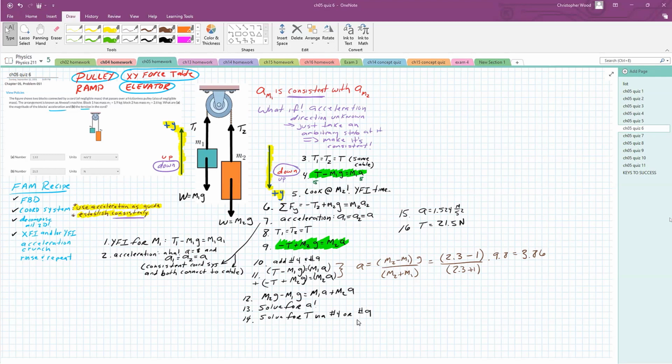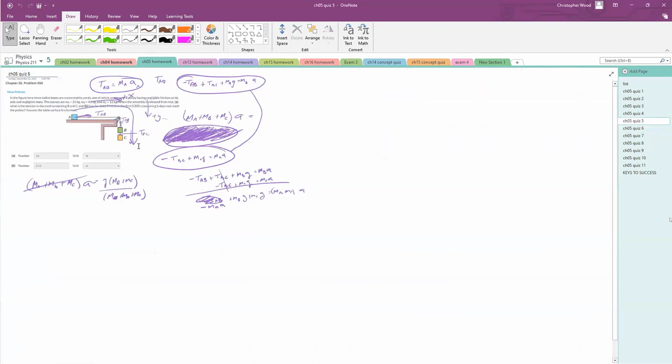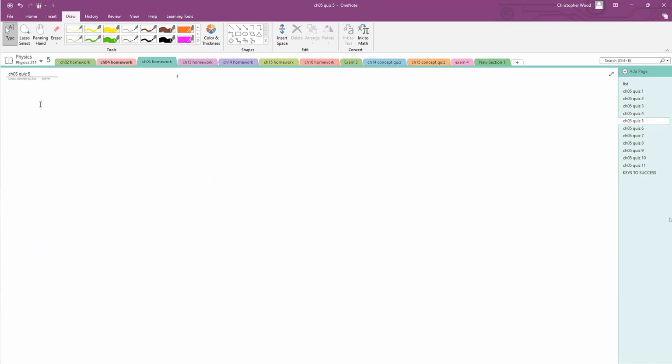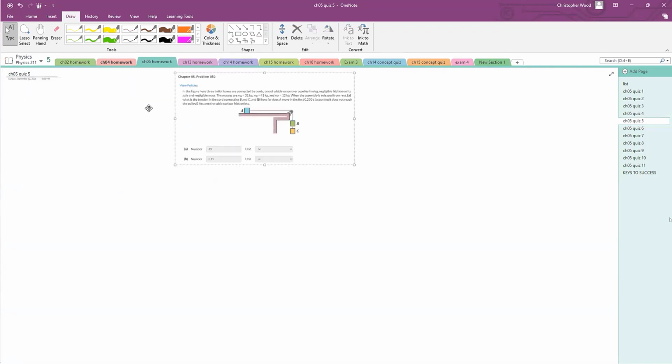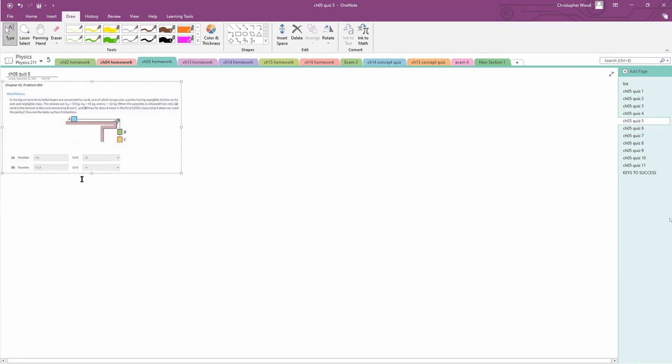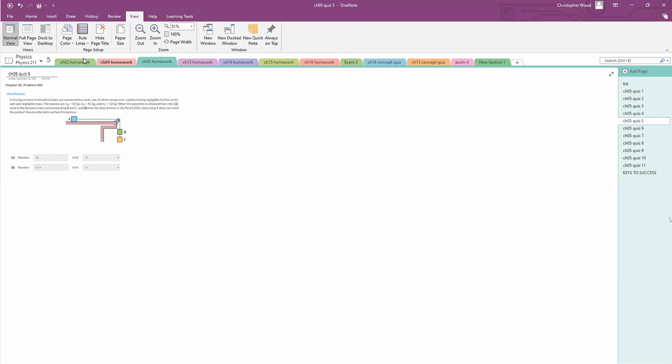All right, so let's do chapter 5 quiz 5, and this will be the last quiz we do today. Chapter 5 quiz 5 looks kind of weird, but actually there's not a lot there. Okay, it looks pretty messy, but this is not a new problem. So I don't think we're completely done.